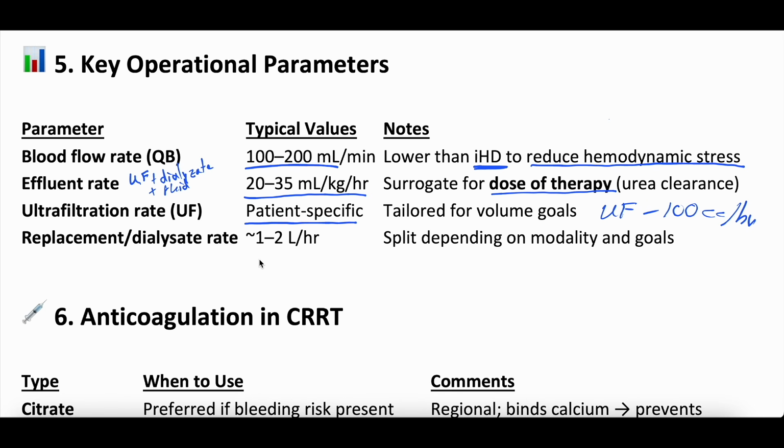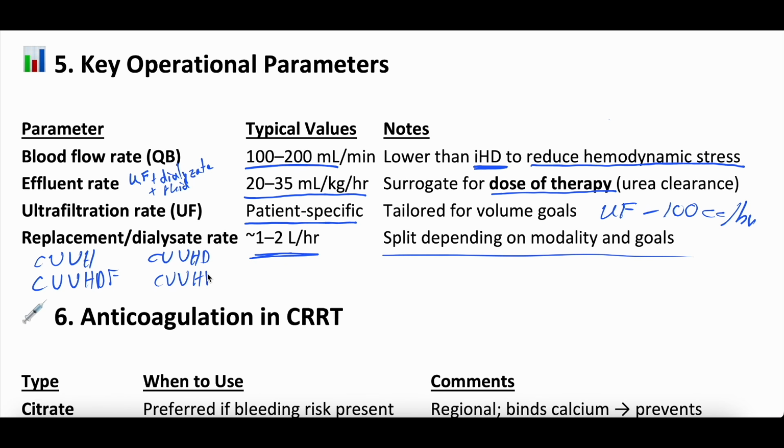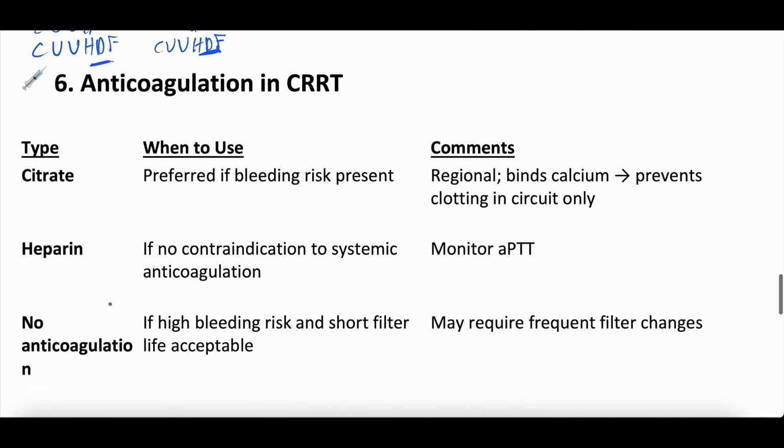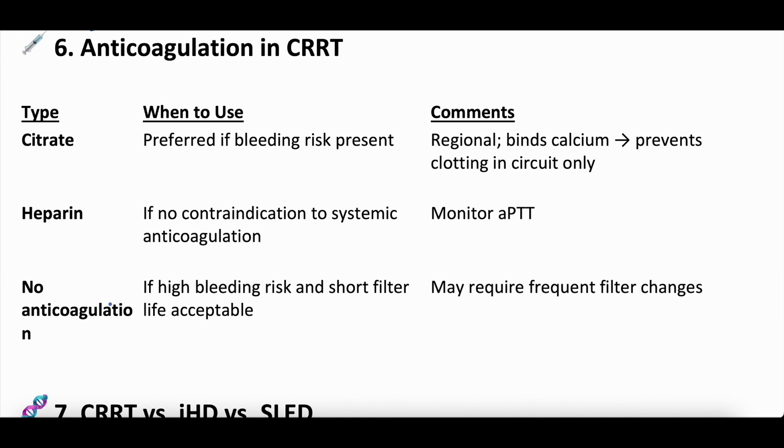And then the replacement or dialysate rate, 1 to 2 liters per hour, and this depends on the modality, right? We said replacement fluid is for convection, which is going to be CVVH and CVVHDF, and the dialysate rate is for diffusion, which is going to be CVVHD, and still that CVVHDF, which is a combination, right? Good.